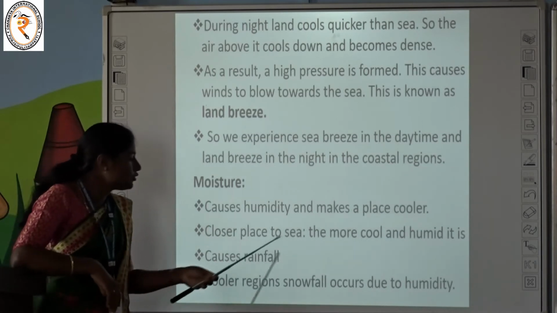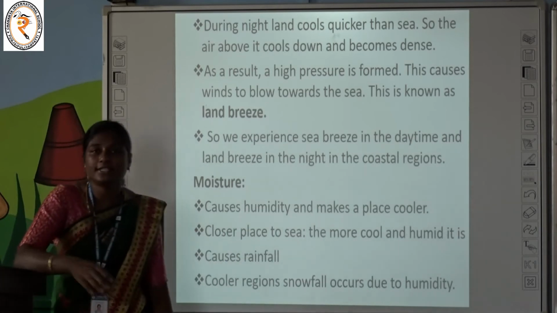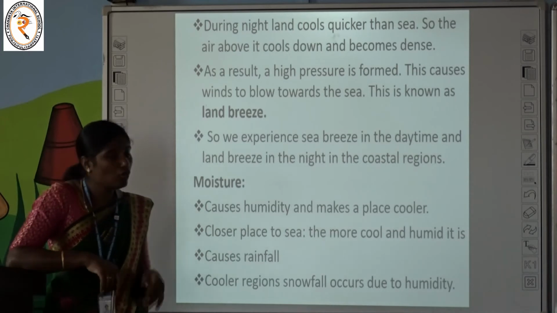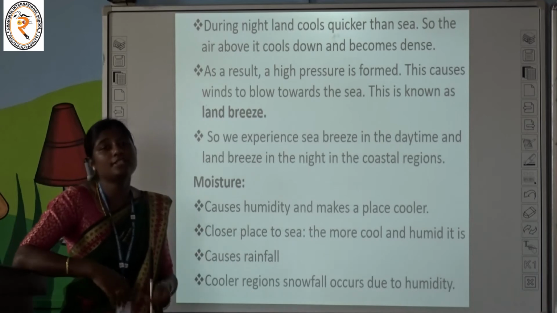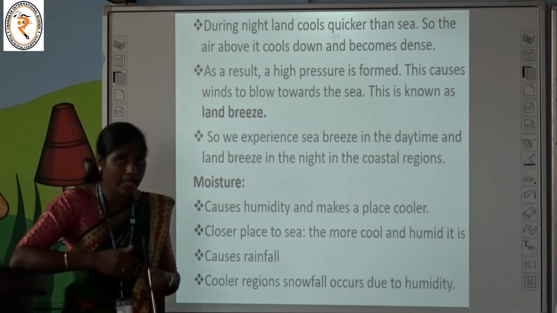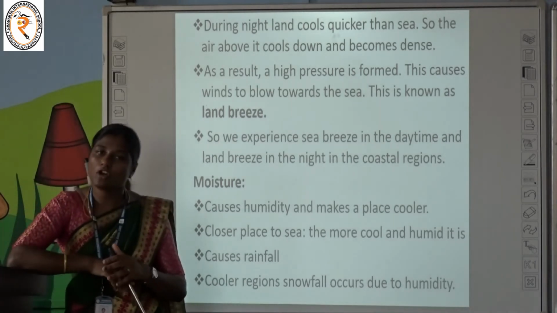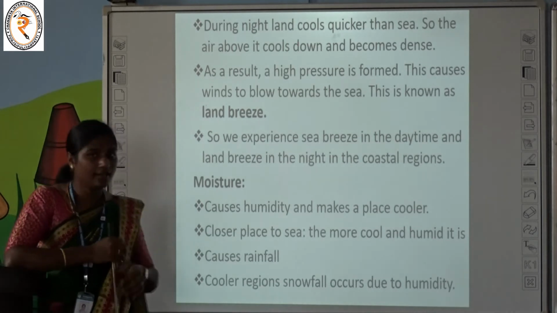The closer a place is to the sea, the cooler and more humid it is. So, the places near the sea, the coastal areas, will have a cold climate. And humidity means water vapor will be more in the air, and it causes rainfall. So, after more humidity in the air, we get rain.